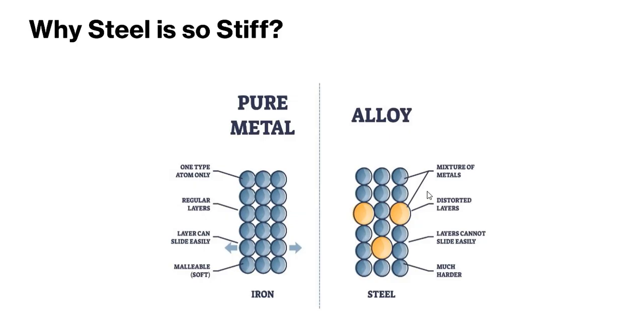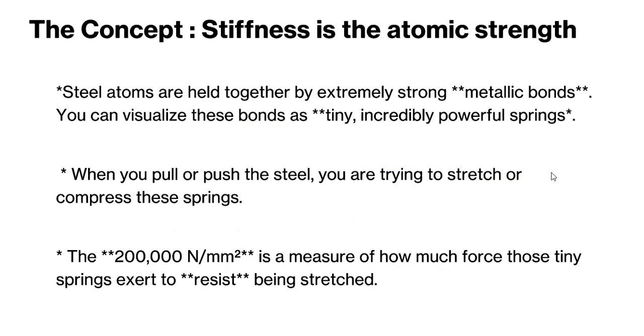But when it comes to the alloy, the mixture of metals makes the alloy strong, with distorted layers. So layers cannot slide easily. So the friction will be more and bonding will be more. That's the reason the stiffness of the alloy will be more compared to the pure metal. So the concept: stiffness is atomic strength.